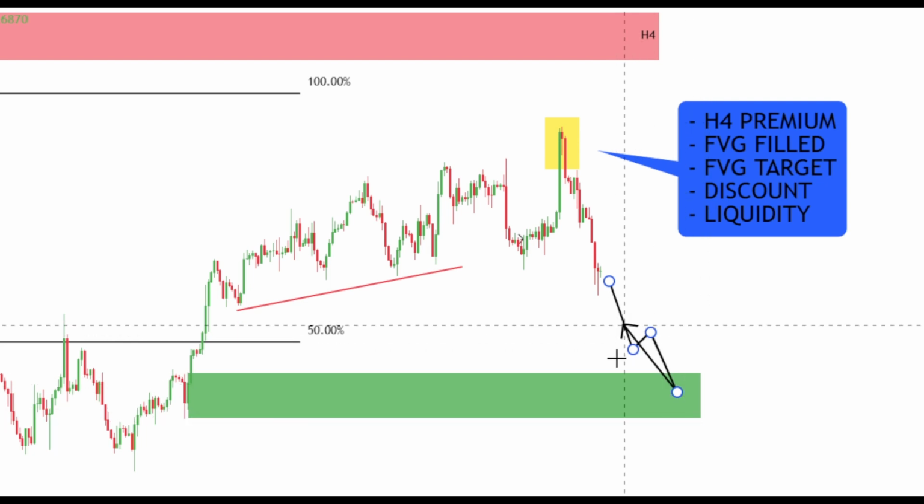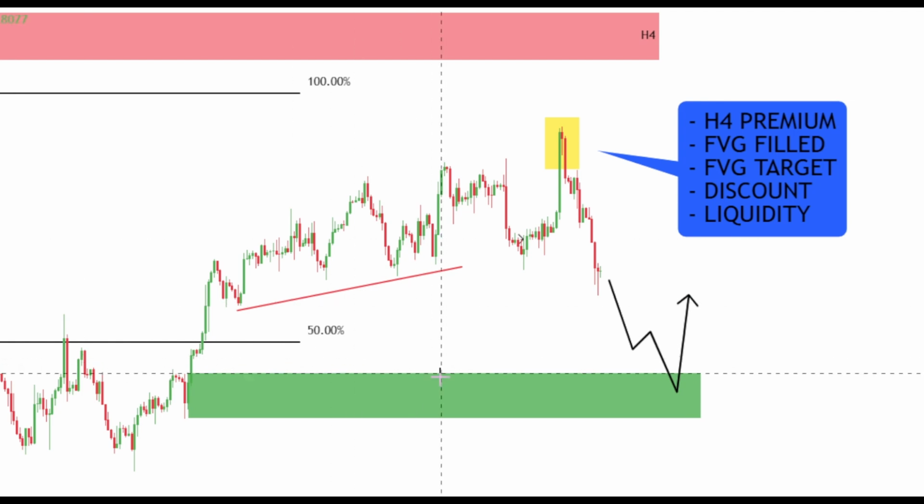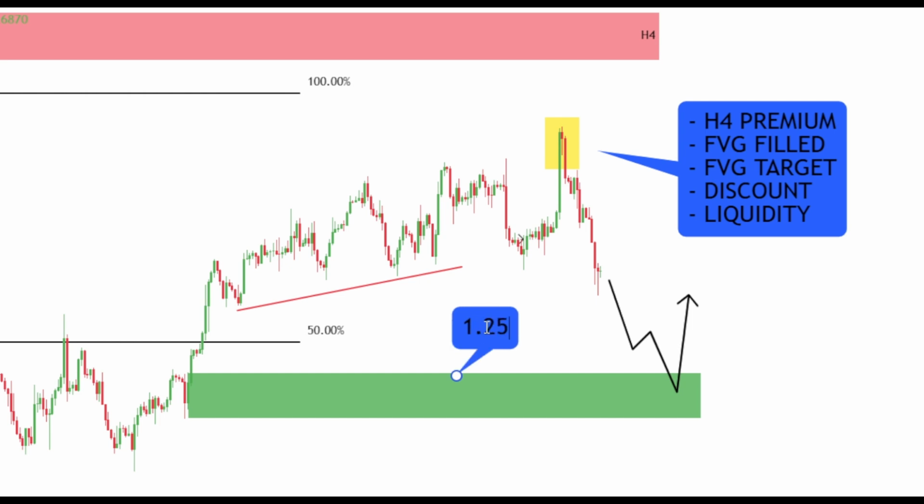Then from here, it's likely we're going to see a bullish reaction, okay? But again, this POI is marked at 1.256, right? So 1.256. This is the overall narrative we have on GBP USD, or pound dollar.